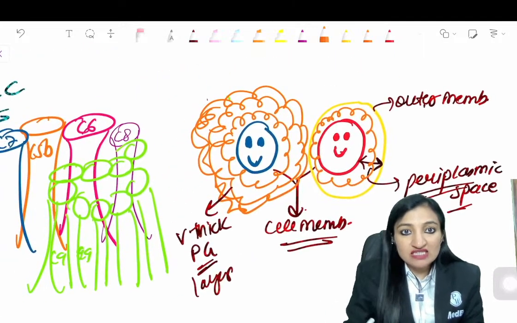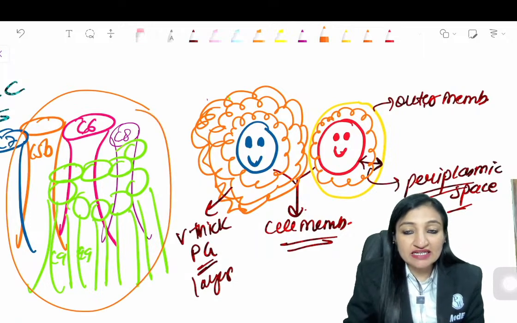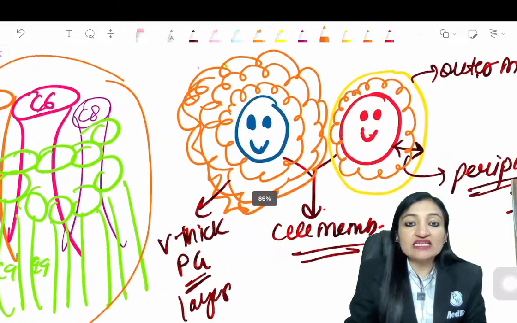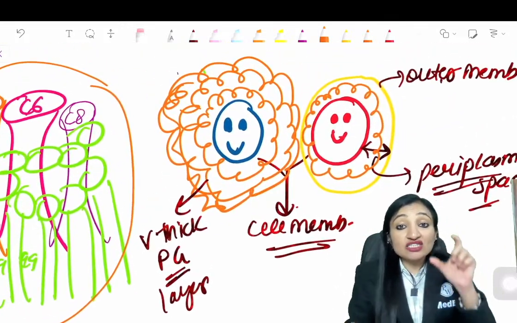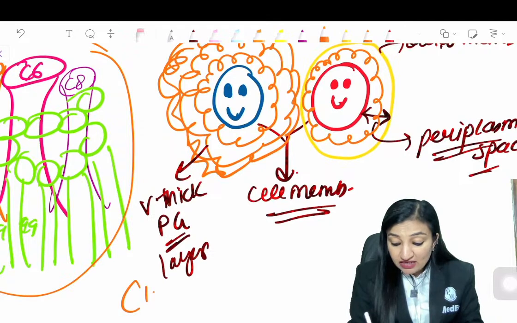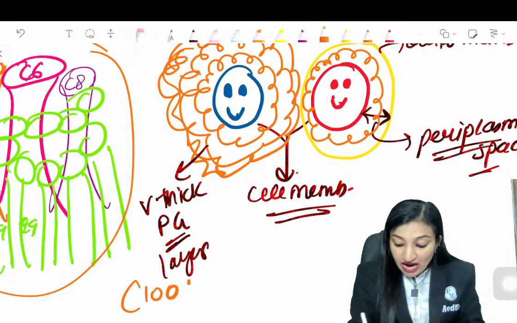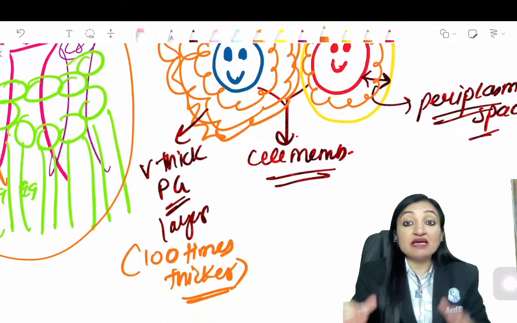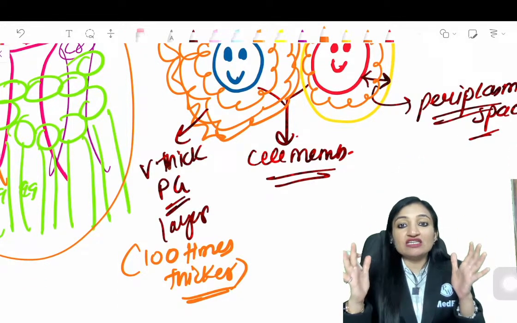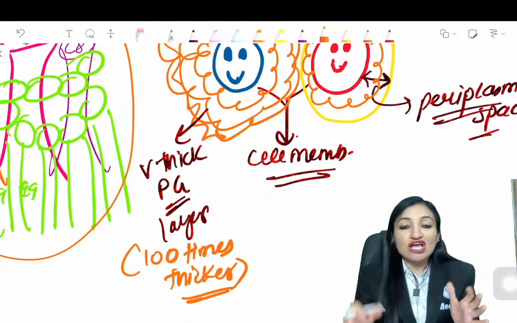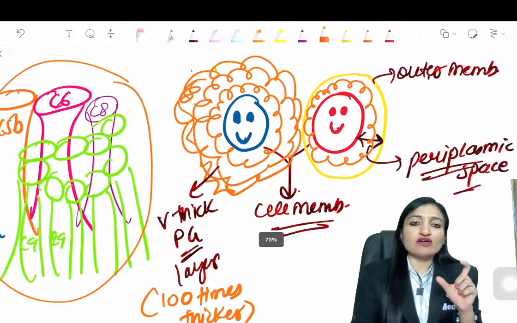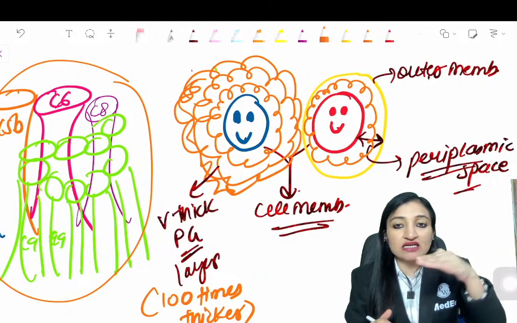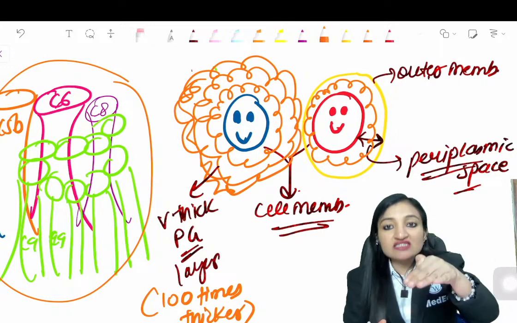Now you have seen this gigantic complex, and its name is membrane attack complex. It is going to attack the membrane. In gram positives, there is such a thick layer of peptidoglycan, in some cases 100 times thicker than the peptidoglycan layer of gram negatives. So it is a little tedious or difficult for this gigantic complex to traverse through this thick layer to reach the cell membrane.